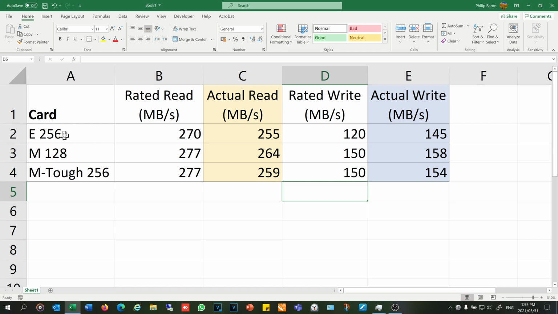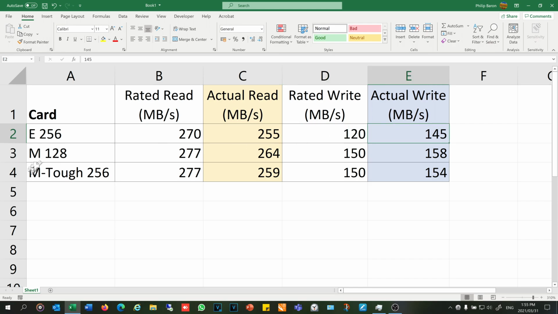Right, so here are the results. Now, these are the reported maximum rated read and write speeds from Sony, while the ones that I took were more towards the average. Now, you may have noticed that the read and write speeds were quite constant. So even though the maximum may have been a little bit higher, it wasn't much higher than what I have here. So right, looking at the E series, it was rated at 270 and I was getting 255. The write is rated at 120 and I was getting 145.